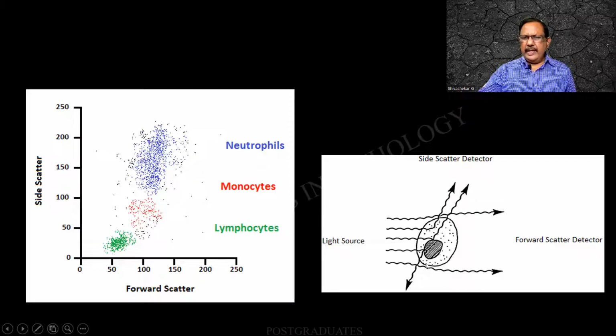And this is again diagrammatically depicted. So there is a forward scatter detecting the size, etc., and the side scatter detecting the granules. So beautiful, simple diagrams I have given you people. Kindly draw them, recollect them, reproduce them.